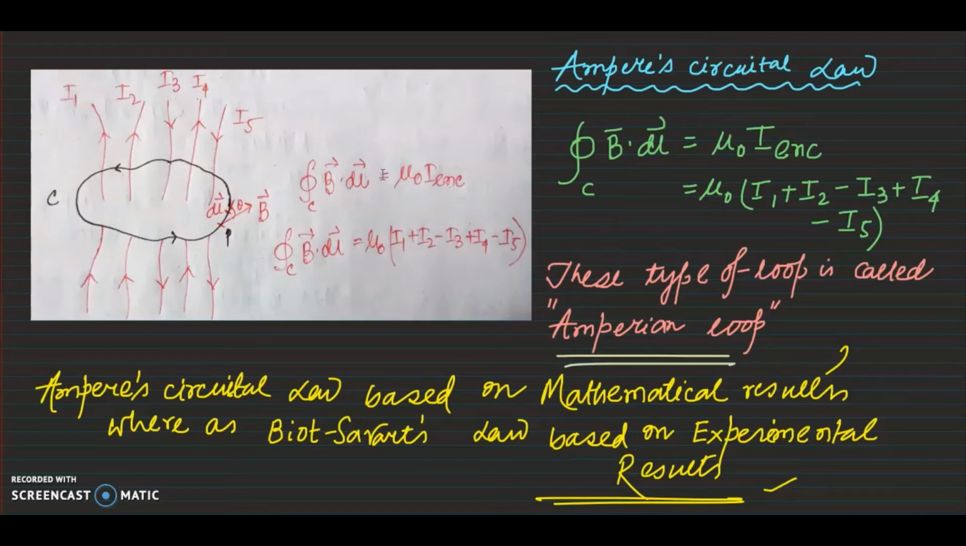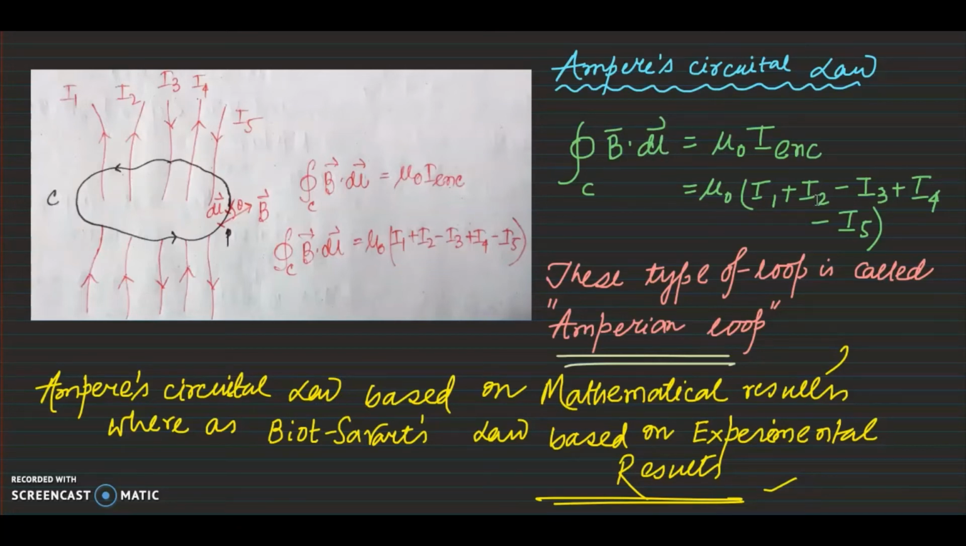From the figure, let us say that due to all such currents, the magnetic field at any point P is in this direction. This is the direction of the magnetic field due to all such currents, and it makes an angle theta with the small elementary length dl. So we can write the closed line integral of B dot dl is equal to mu 0 times the I enclosed. Which is the I enclosed here from this figure?